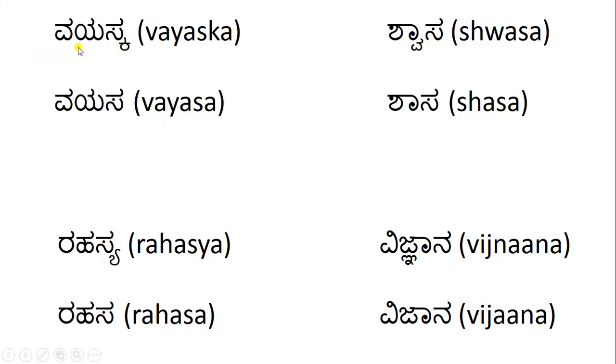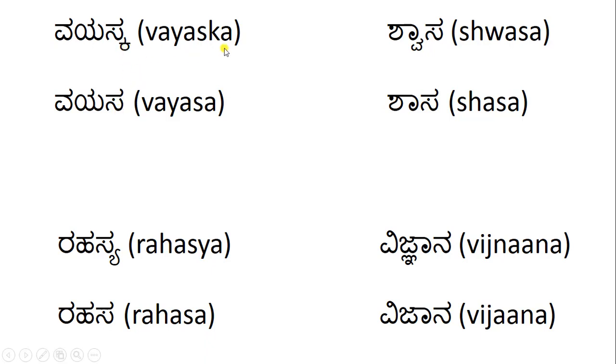This was the first one that we saw in the previous slide, vayaska. Writing it in English would look like this, vayaska. Without the double consonant, it would look like this, vayasa. Vayasa does not mean anything in Kannada. Only when you add this, it becomes a word which has some meaning.